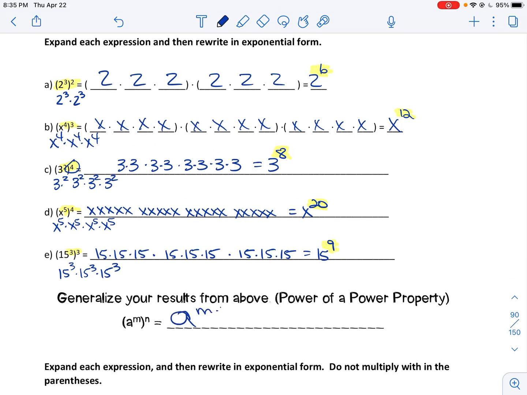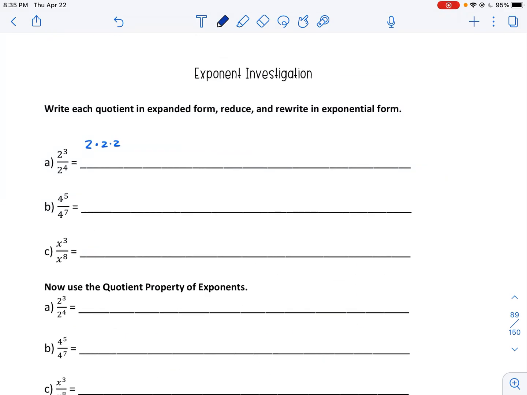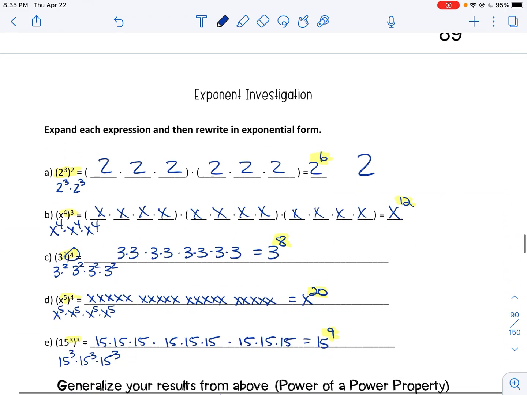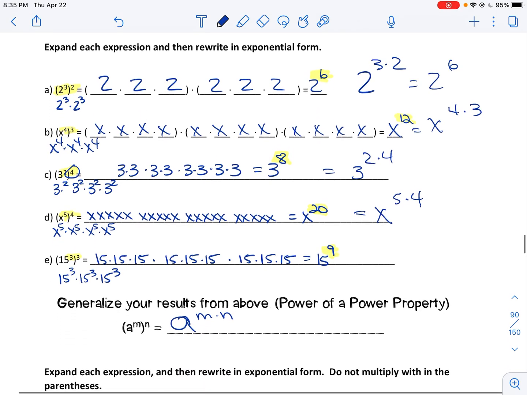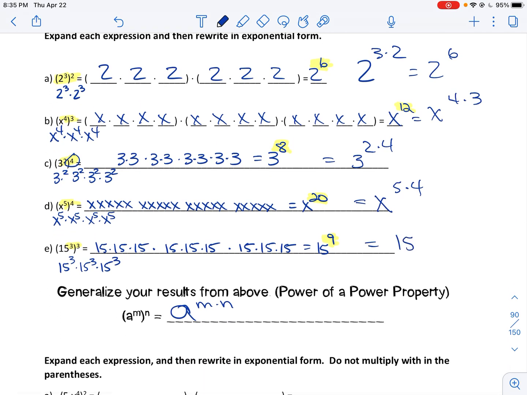So we have a to the m, all to the n, equals a to the m times n. So this would have been 2. I write my base down, and I multiply my exponents. That would still get me 2 to the 6th. I write down my base, and I multiply my exponents, each time.